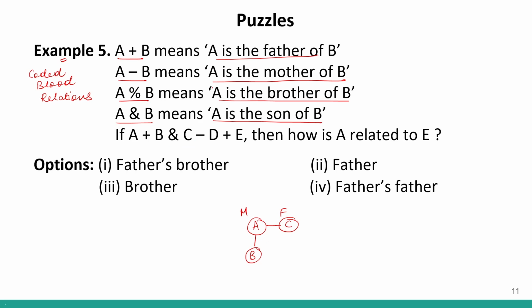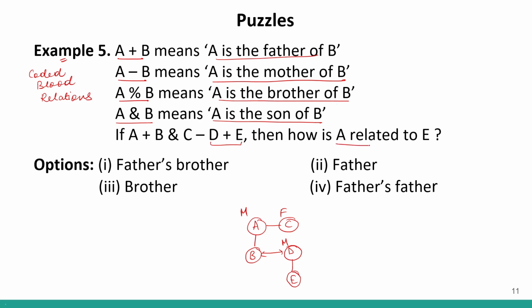Okay. Moving forward, C minus D. C minus D means C is the mother of D. So if C is the mother of D, D will be the sibling of B, correct? Gender is unknown. D will be the sibling of B. Moving forward, D plus E. D plus E means D is the father of E. So D is the father of E. D has a child, so D is male. Okay, so now the gender of B and E are unknown.